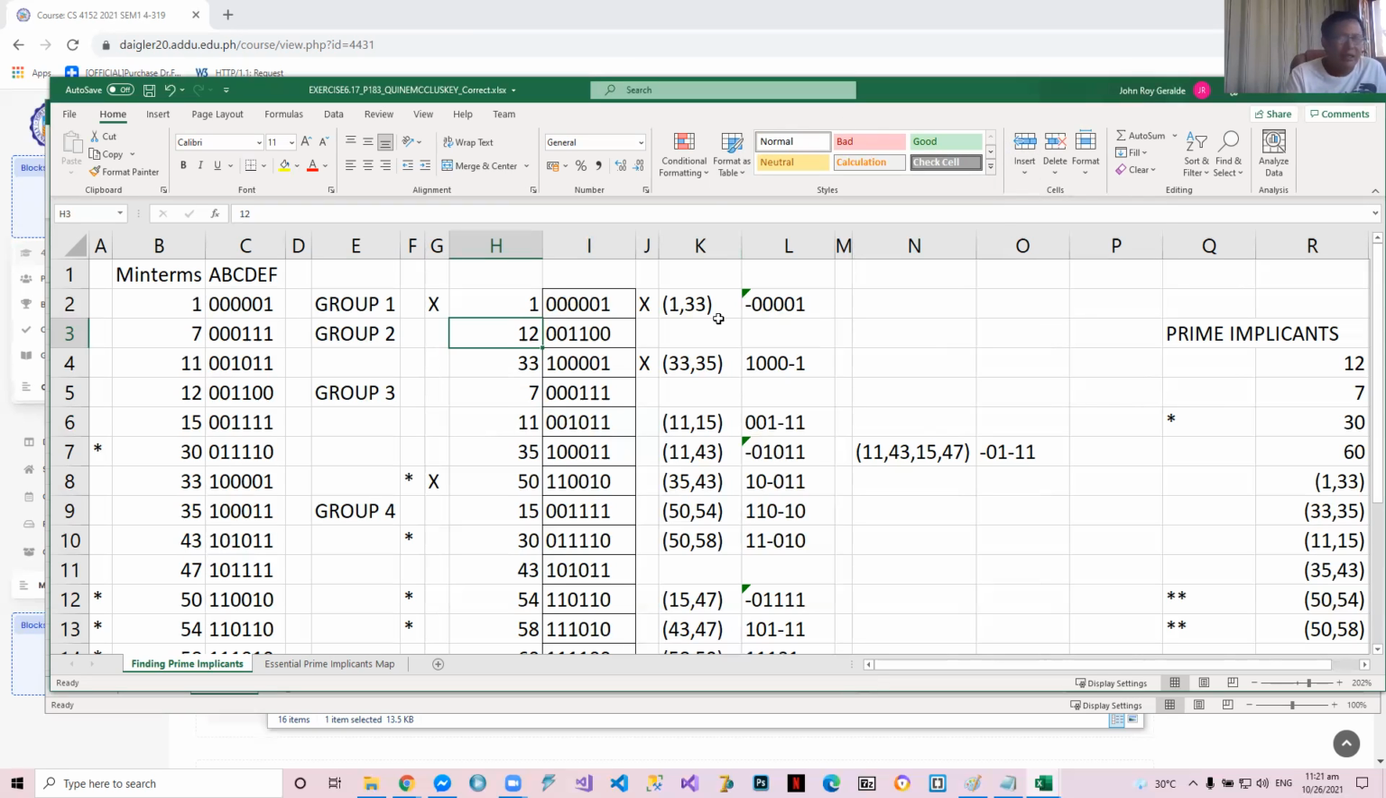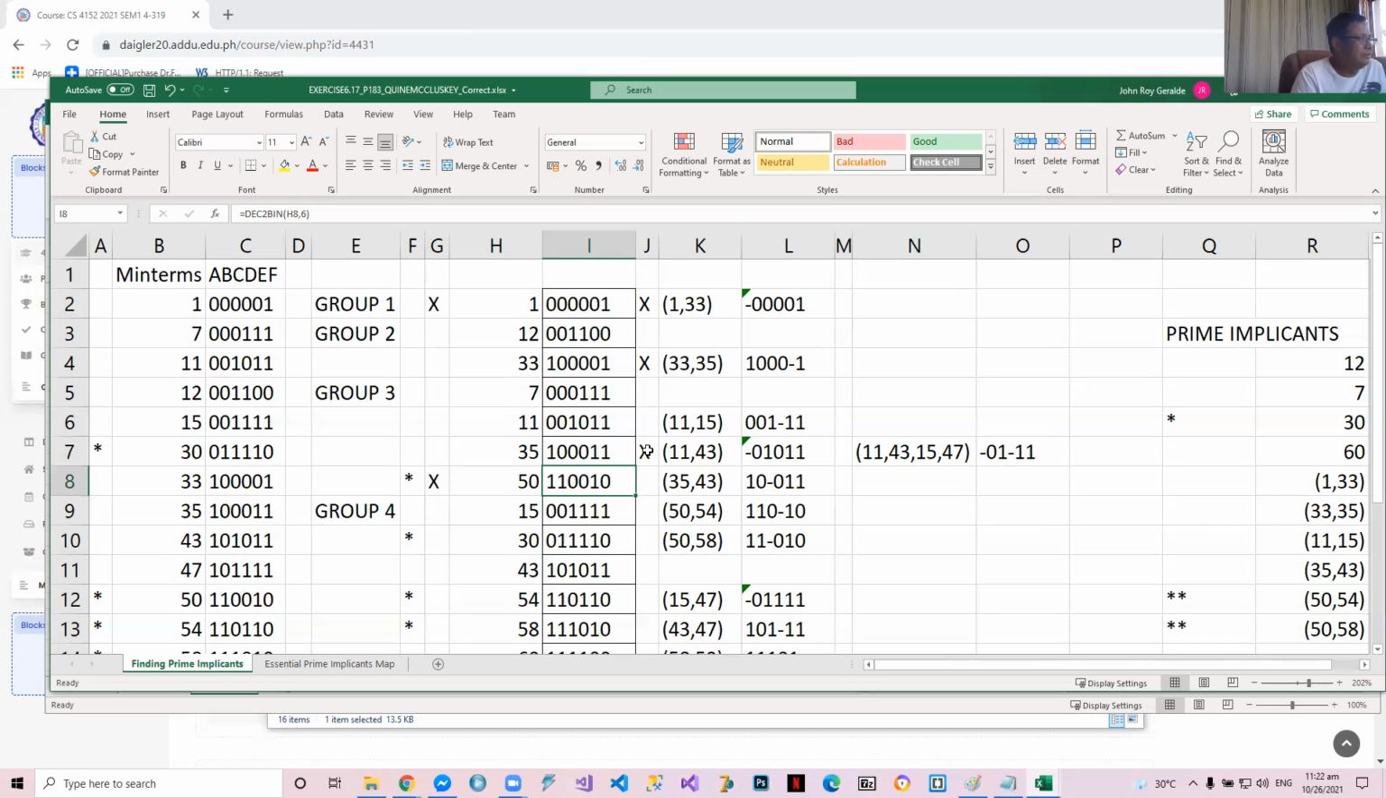Okay? Any questions so far? So we proceed with 33. We match it with all members of group 3. So 33 and 7 cannot be matched. 33 and 11 cannot be matched. 33 and 35 differ in the second to the last position. So therefore, we have 33 and 35, which we have now covered. Our string for that will be 100 dash 1, where dash is the position where they differ. 33 and 50 cannot be because they differ in the second and the last position. Do you follow?